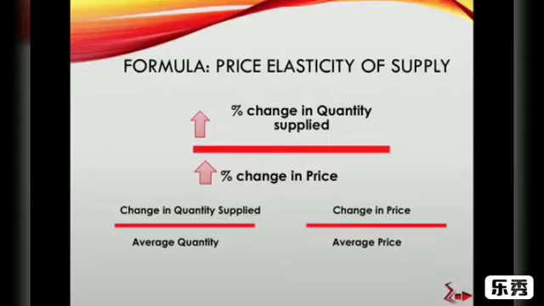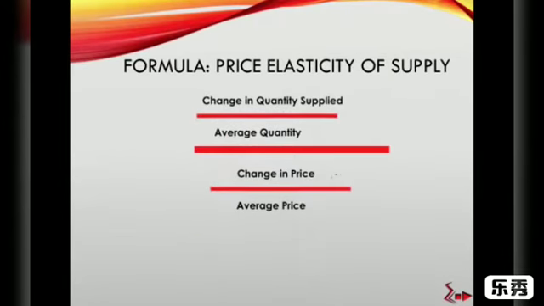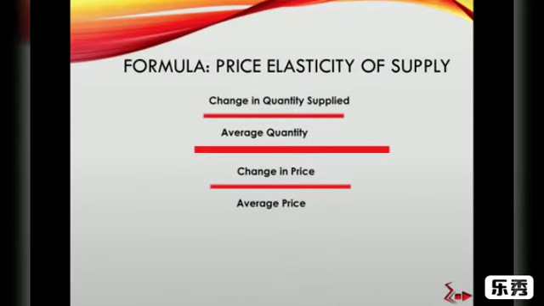The change in quantity supplied is the change from the initial to the final, and the average quantity is the average of the initial and the final quantity. Similarly for the percentage change in price as well. Now, once you replace that, you have a formula for the price elasticity of the supply function here.